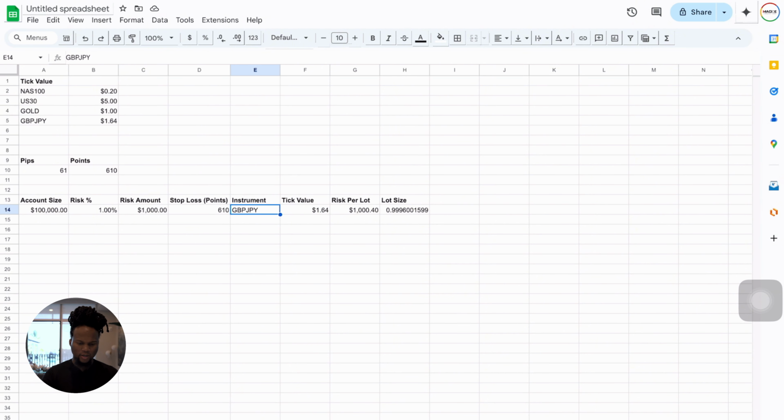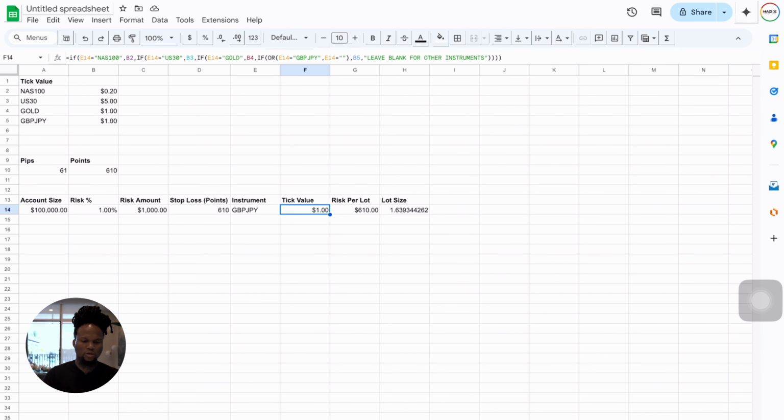So 610 points will give you a $1,000 risk. You're going to have a lot size of 0.99 for this specific pair, or I could just keep the tick value at 1, or at 1.5. Let's just work with 1 for now because I think it is 1. I don't remember off the top of my head, but for all the other pairs, it's showing it's there. So this is for this specific pair.